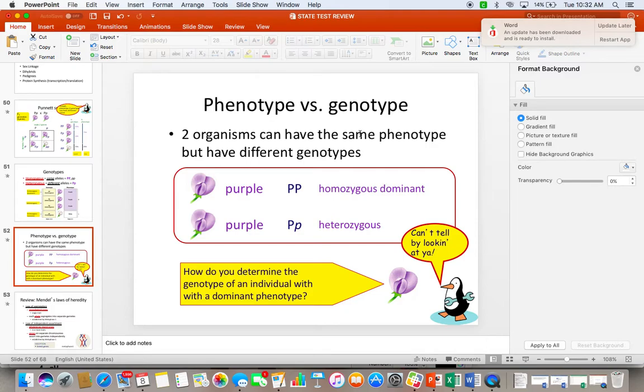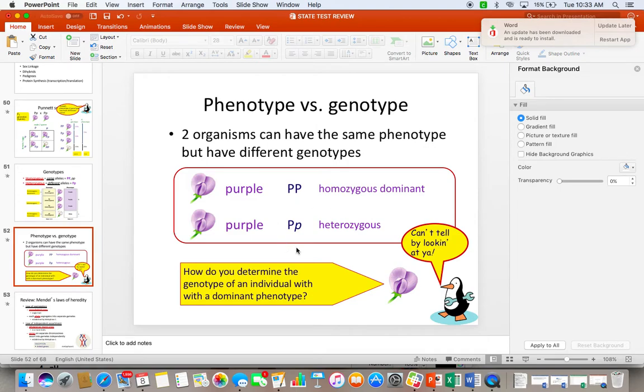2 organisms can have the same phenotype but different genotypes. Okay. So if we're looking at one of Mendel's pea plants, purple flowering plants could be big P, big P or big P, little p. And you can't tell the difference by looking at them. You cannot look at a purple flower and tell if it's big P, big P or big P, little p. The way that you would figure it out is to do what we call a test cross. If you had a purple plant and you didn't know what it was, you would cross it back with a white one with little p.